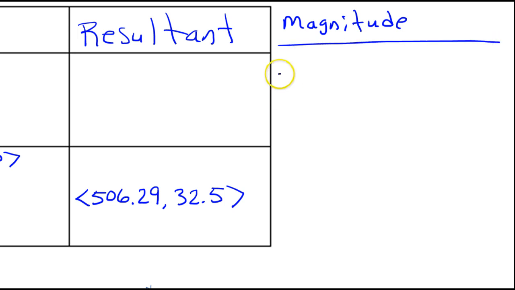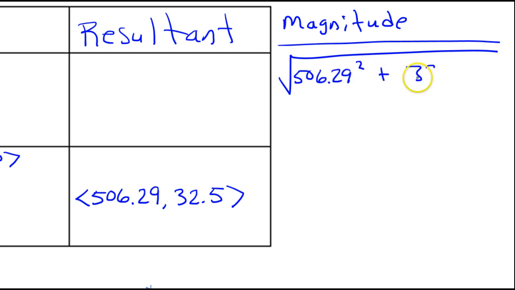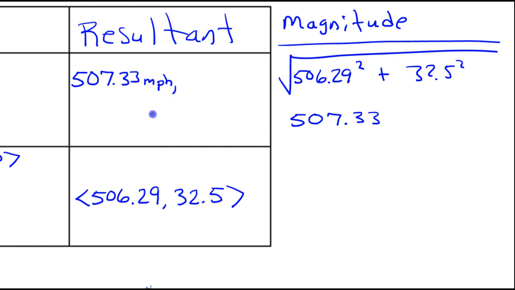We can easily find the magnitude by using the magnitude formula. We will do 506.29 squared plus 32.5 squared, and we'll do the square root of all that in the calculator. So 507.33. So that is the actual ground speed of the plane, which we will record here, 507.33 miles per hour. All right, that's the speed of the plane with the wind blowing on it. We also need the direction. So let's get ready to calculate the direction.